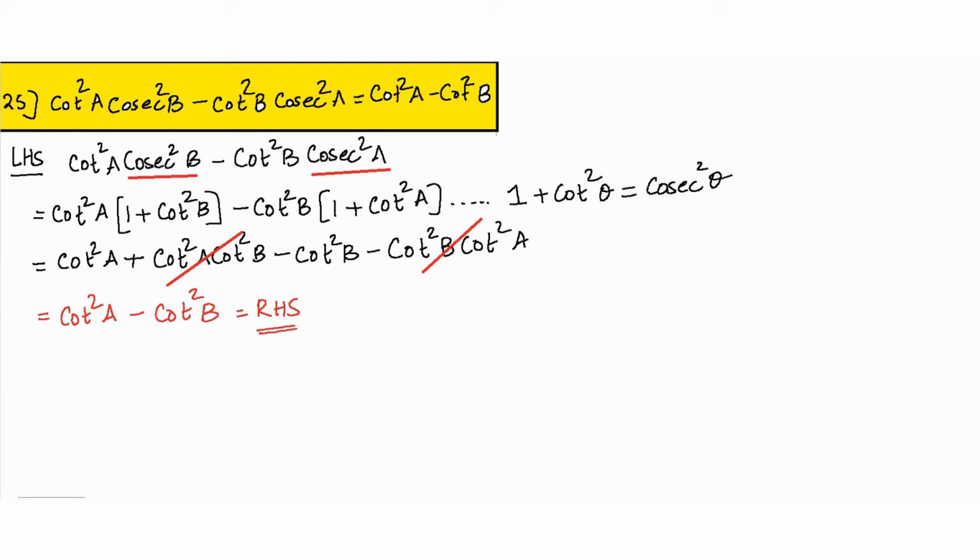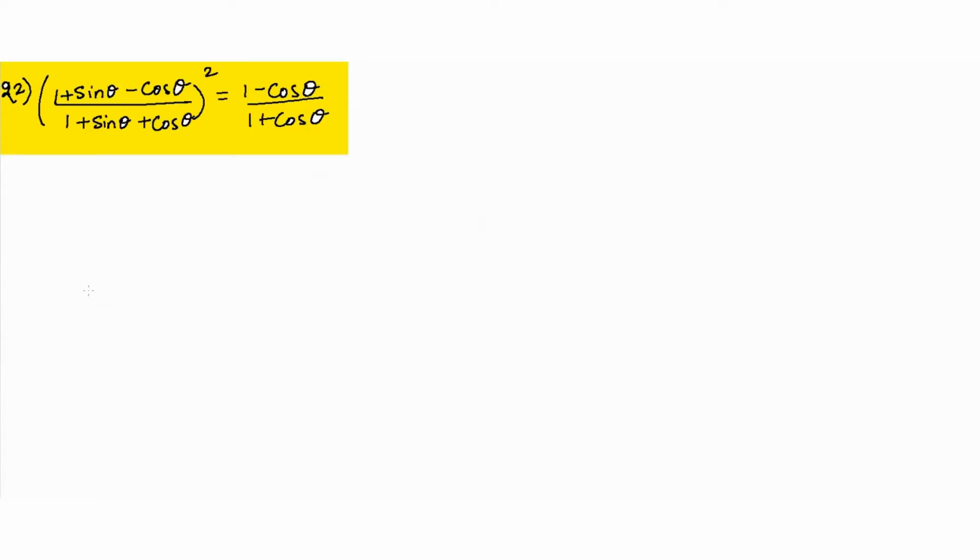Okay, let us now take the next question. So this is the next question that I wish to solve. I notice that I have 1 plus sine minus cos in the numerator and 1 plus sine plus cos in the denominator, and it is whole squared. So there are three terms here. Let me start off with my LHS.